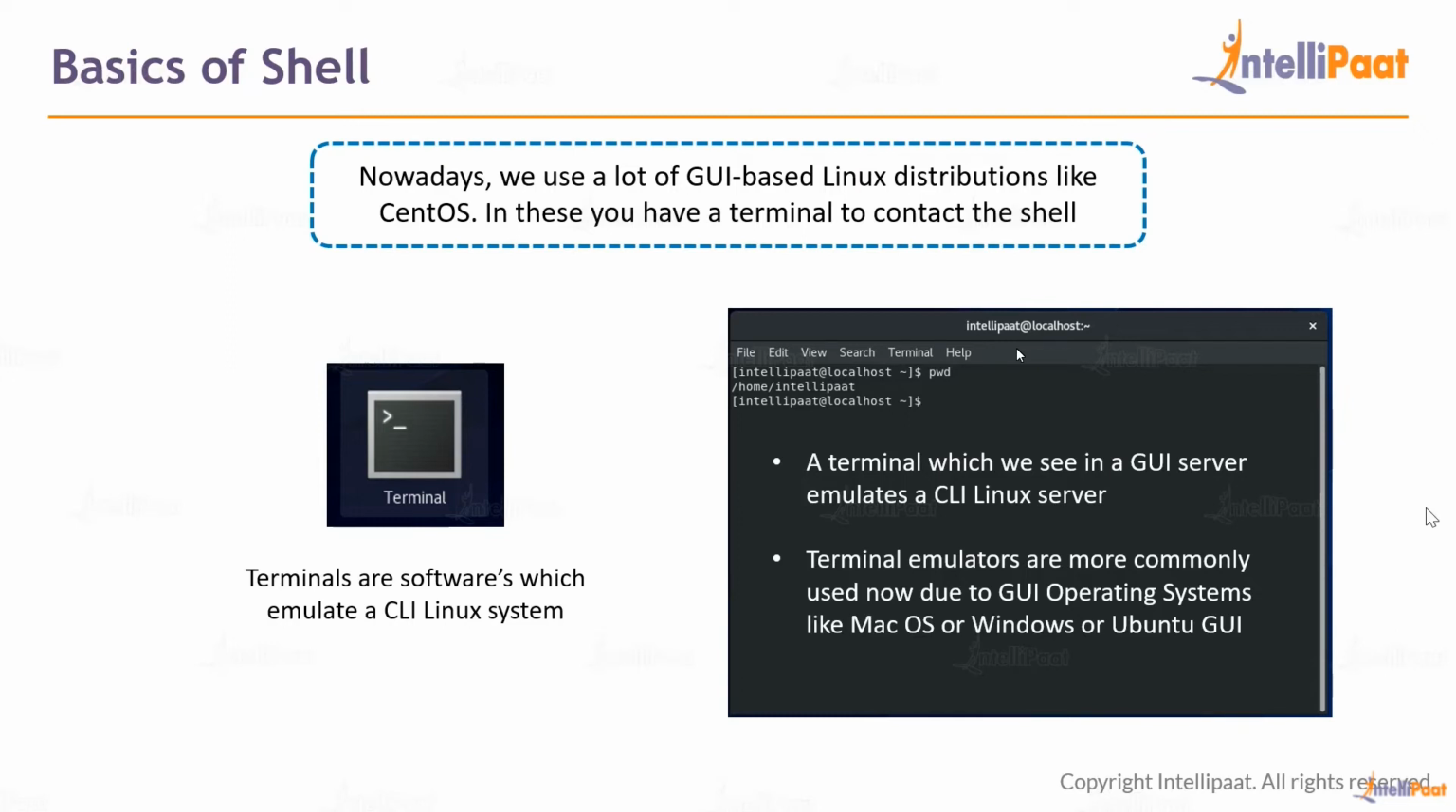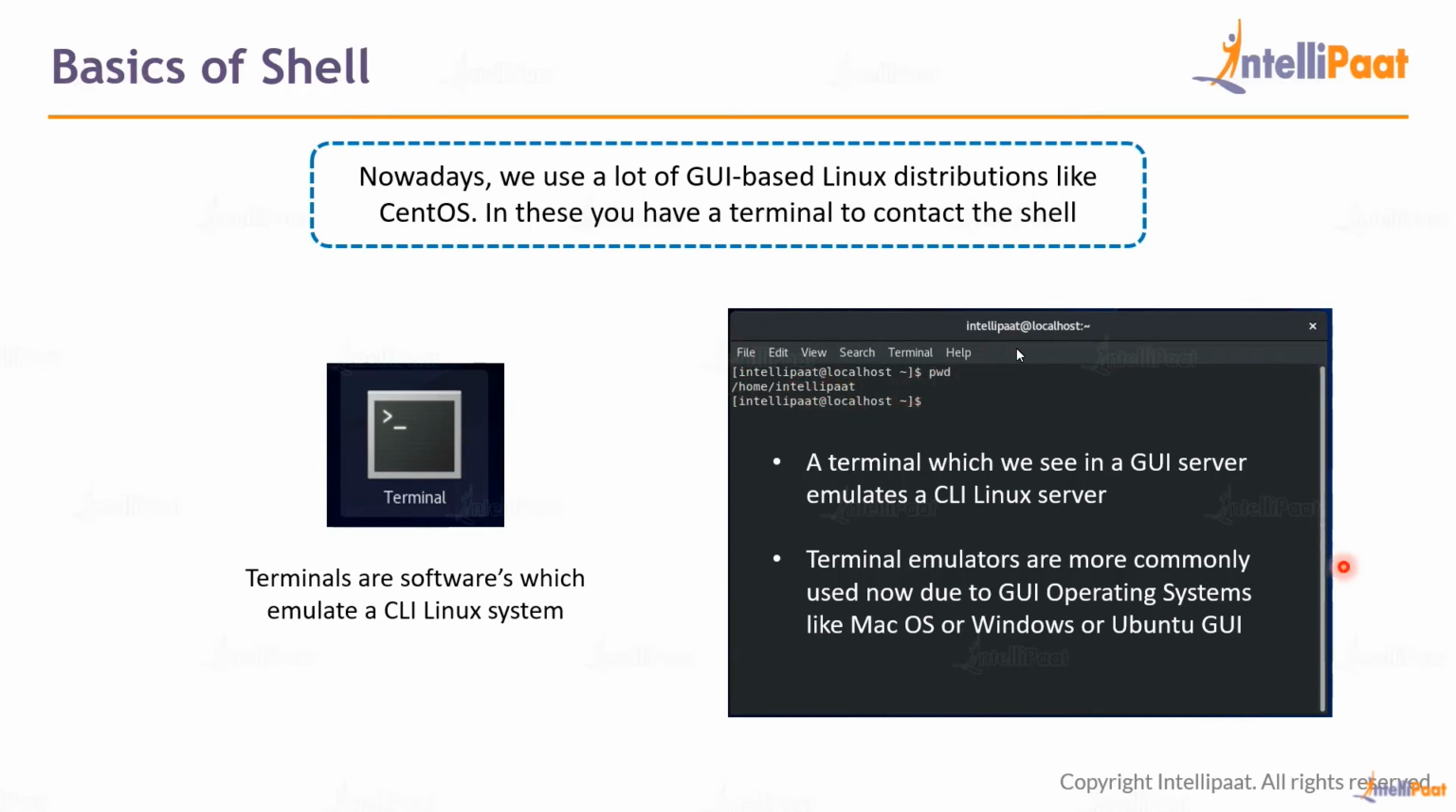If you open the terminal in your GUI based Linux system, you will see a terminal like this. There you will have your username at localhost, or any name your system can be given, and then this dollar symbol, and here you will enter your commands. I have entered the command pwd, which means present working directory. This shows the present working directory, and currently it is /home/IntelliPad, so it's in the directory IntelliPad. That's what it's showing over here.